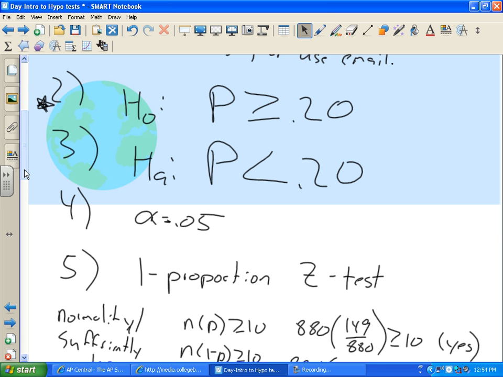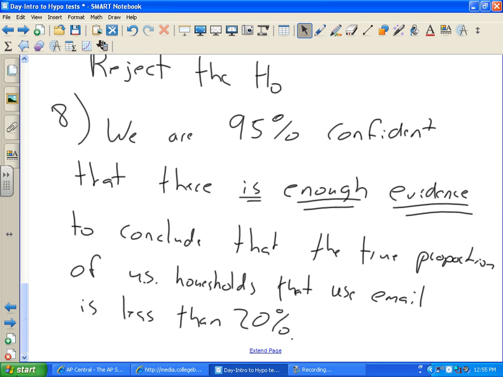So if the null hypothesis is what we reject, and because the hypothesis we talked about is either this or this, there's not any in between. If there's evidence to say that's not true, then this must be true. And so what we've said is, since we rejected the null hypothesis, that's enough evidence to say that the alternative is correct. And the alternative is U.S. households that use email is less than 20%. That's our alternative hypothesis. Does that make sense?